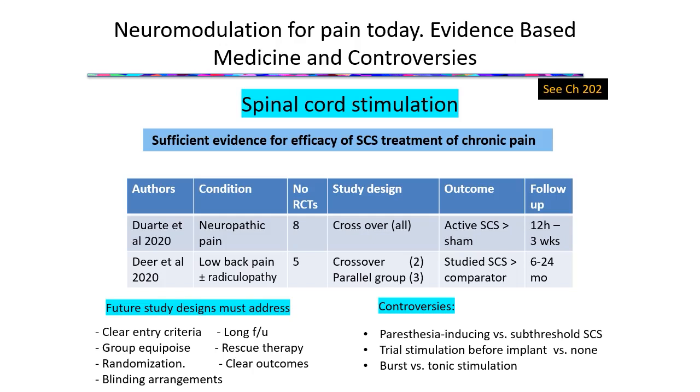The analysis method needs to be pre-specified, including how carryover and period effects are handled in crossover studies, and reporting must extend to treatments and interactions beyond the study interventions. Clinical controversy still exists over the choice of paresthesia-inducing and subthreshold spinal cord stimulation systems, need of a treatment trial before implantation, and choice between tonic and burst stimulations, which will only be solved by well-designed comparative studies.